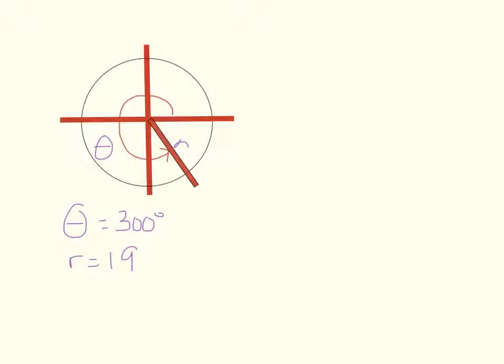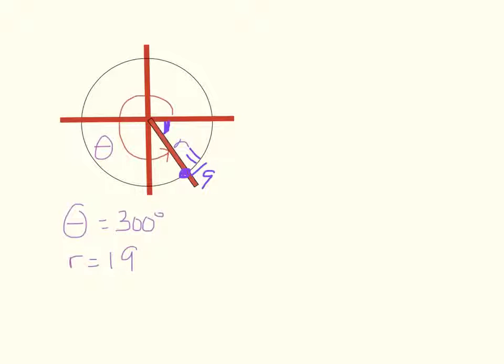So let's try another example. On this one, the angle is 300 degrees and the radius is 19. Let me go ahead and drop that in. And we're going to want to find the x and y coordinates at this point right here. So again, we're going to need this reference angle. So I can go ahead and figure that out.